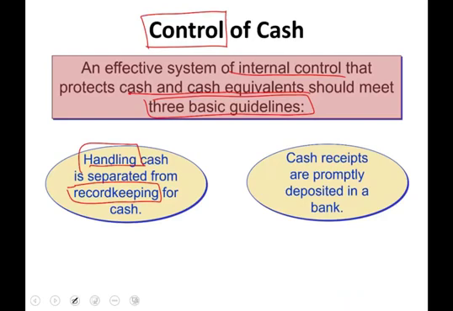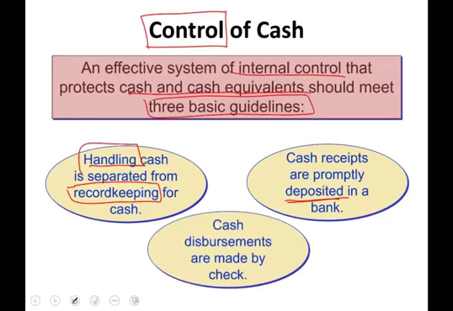Cash receipts are promptly deposited in a bank. Don't keep any cash on hand. Why? Because it's susceptible to theft, it's susceptible to loss, it's susceptible to fire. So you want to deposit the cash immediately. Once the cash is in the bank, then we make sure we are in good shape. Also, when you make a cash disbursement, it's always going to be made by check. And we'll talk about this later on when we talk about the bank reconciliation. Why is that important? And we're also going to talk about something called petty cash, because for small disbursements we might use actual cash, but we'll talk about that topic.